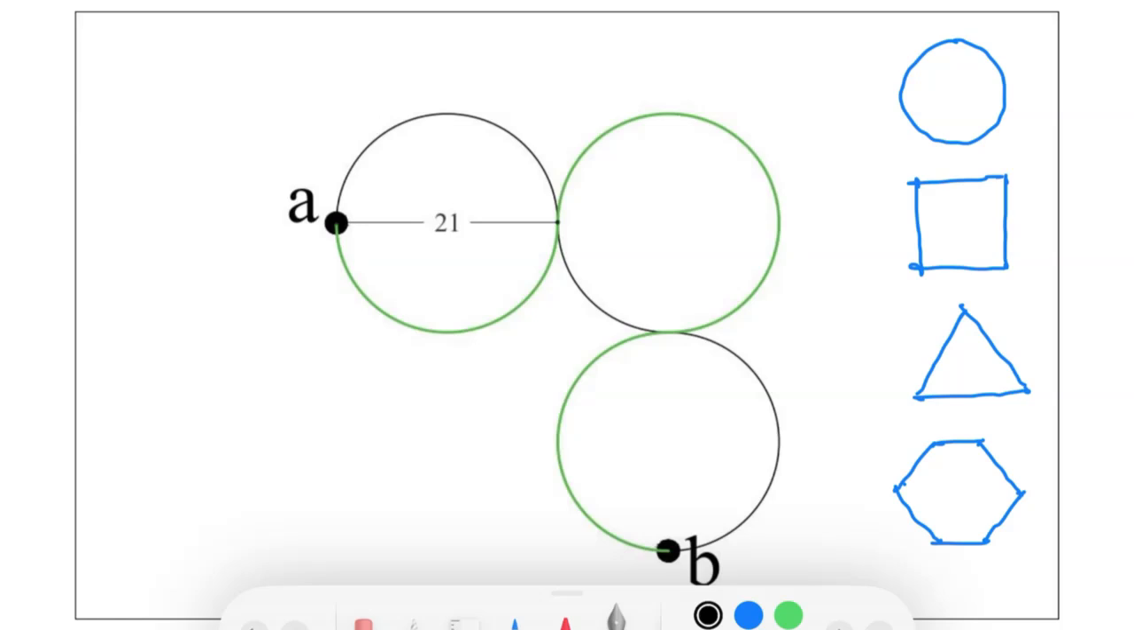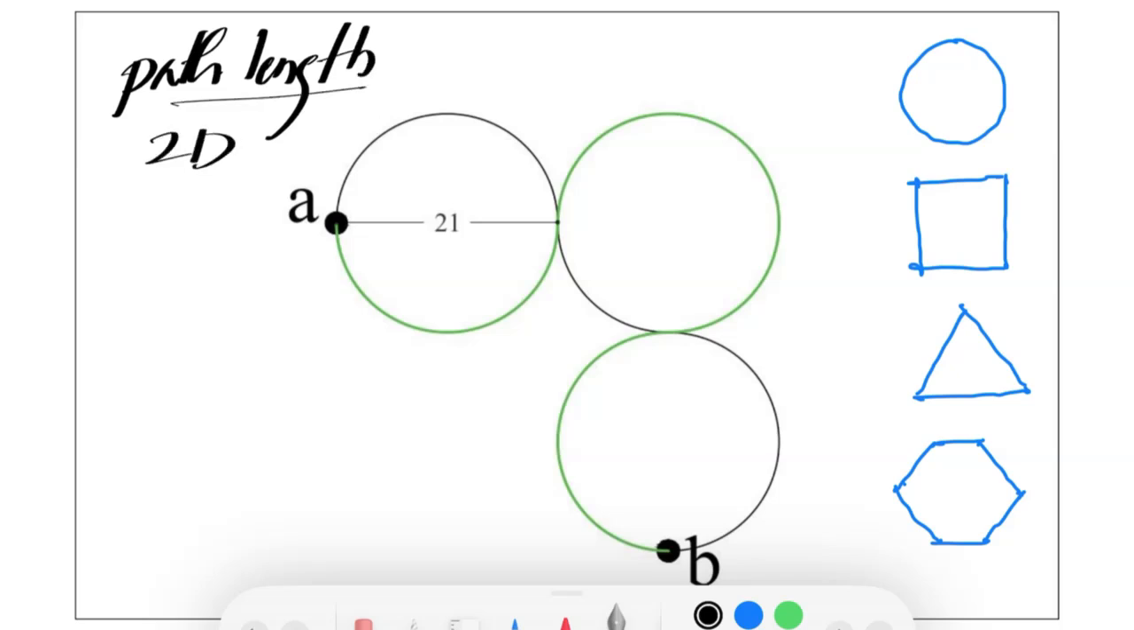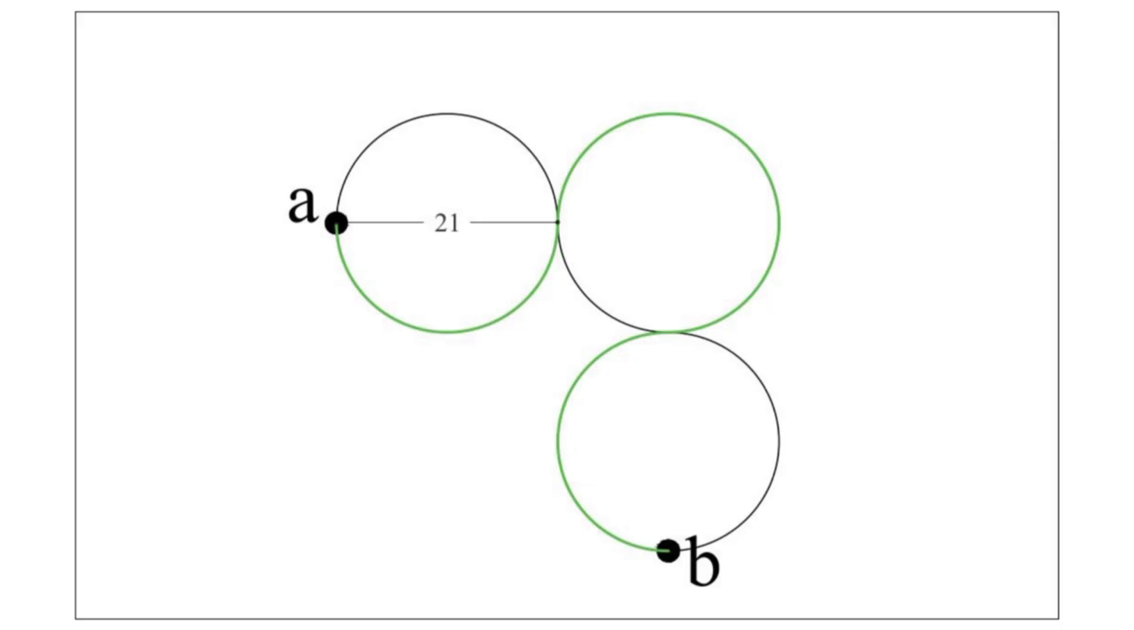Hello everyone. We are doing this exercise today that is called finding the path length in 2D figure. In most of the exams you will find this question where you will find circles, squares, triangles, hexagons, or a combination of it. You will be given a point A and a point B, that is start and end, and then a line will be given between that. You have to find the length of it.